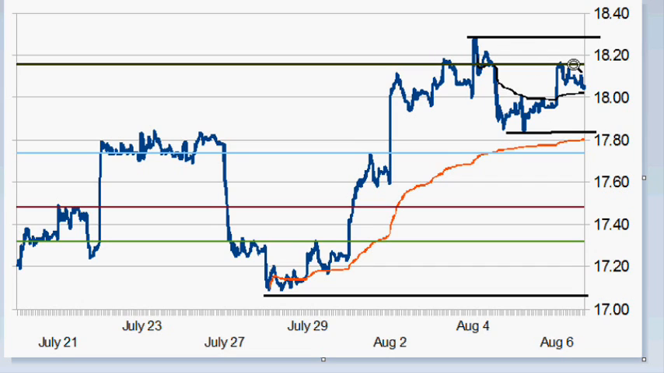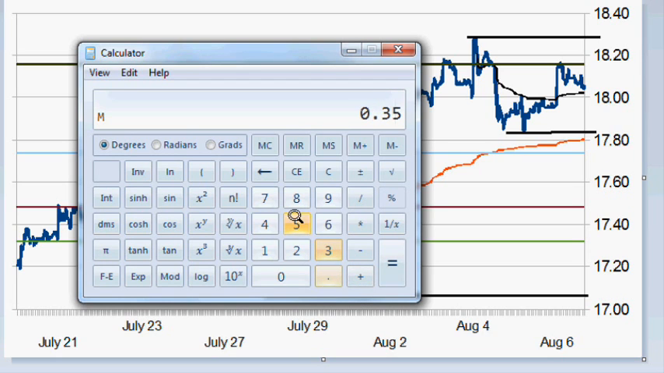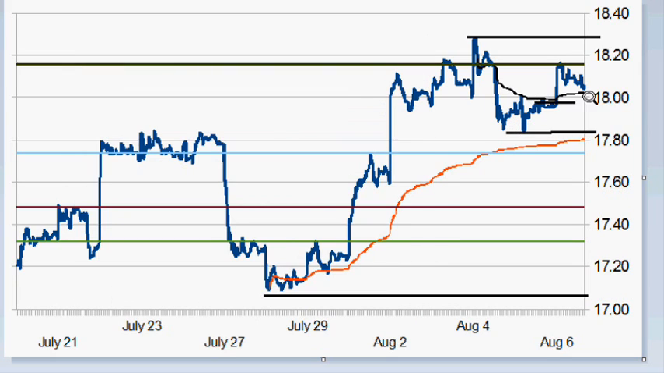Now from 17.82 upwards to where we are here at about 18.17, that works out to about 35 cents of a difference. So we'll multiply 35 by 38.2%, and that is 13 cents. So the big area that you'd want to hold is 13 cents higher than this level here, which means this is the key area of support.